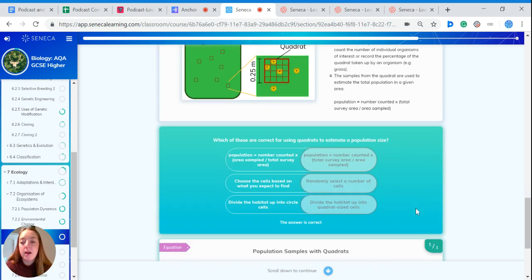And that sums up how you can assess ecosystems. So you can use quadrats, and you can use transects, and then you can calculate all sorts of statistics such as the mean, the median, and the mode.